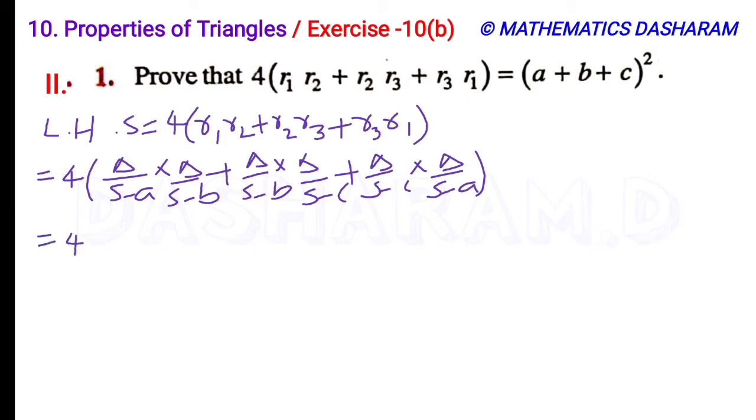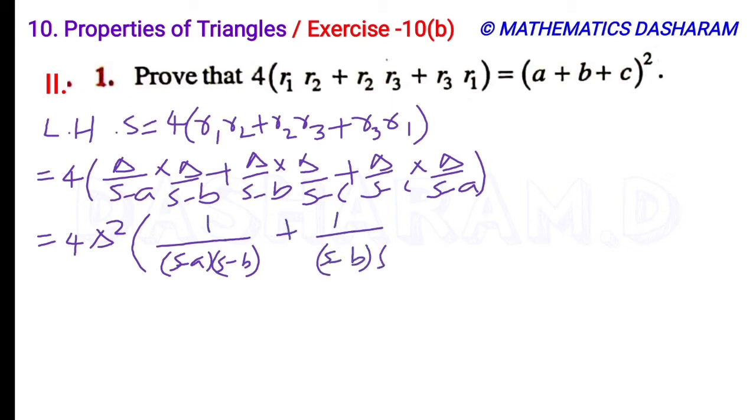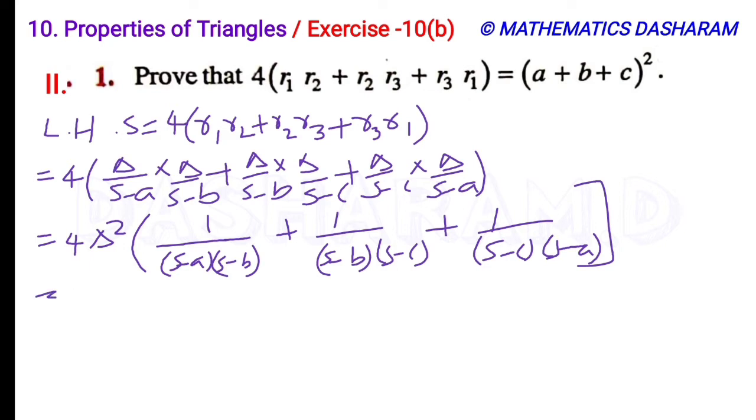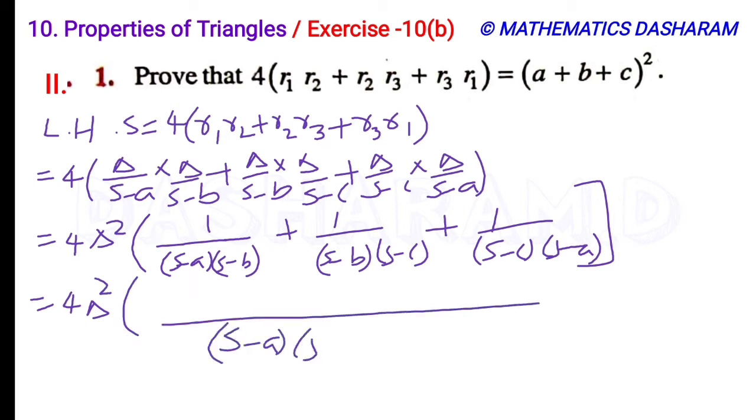So 4, we can take the delta square common, so then 1 by S minus A into S minus B plus 1 by S minus B into S minus C plus 1 by S minus C into S minus A. So it is equals to 4 into delta square. Here we can take the LCM. The LCM is S minus A into S minus B into S minus C.